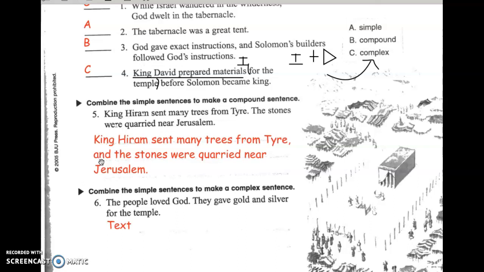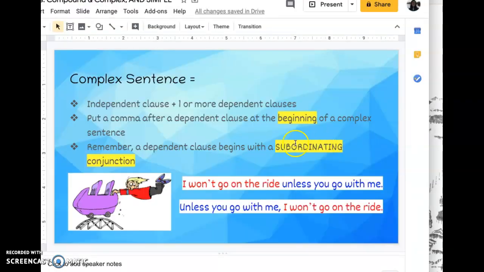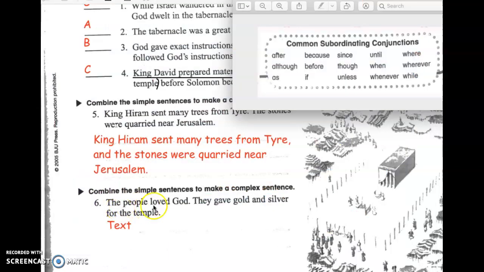Let's make another one. Combine the simple sentences to make a complex sentence. This time we're going to make a complex sentence. So for a complex sentence, we will first need to pick a subordinating conjunction. The people loved God. They gave gold and silver for the temple. I'm going to choose because. The fact that they gave gold and silver for the temple showed that the people loved God. So it's like a reason.